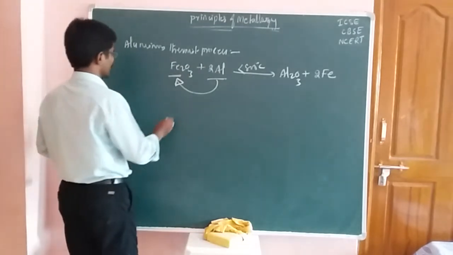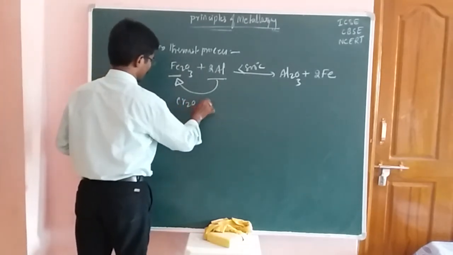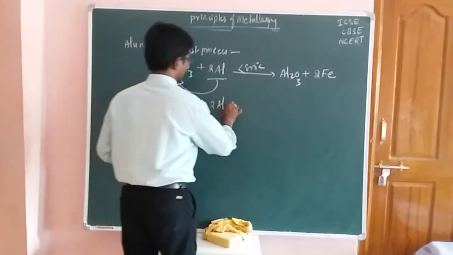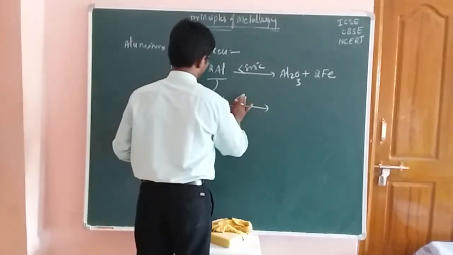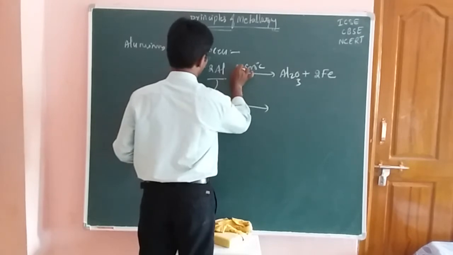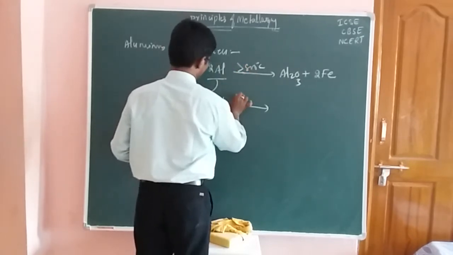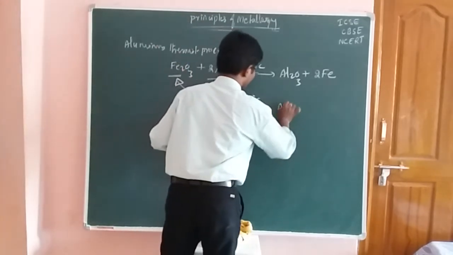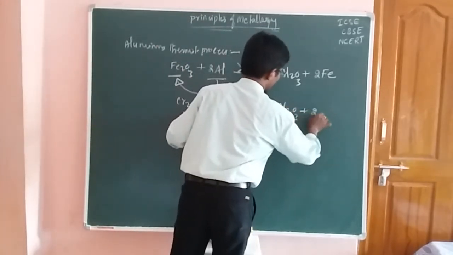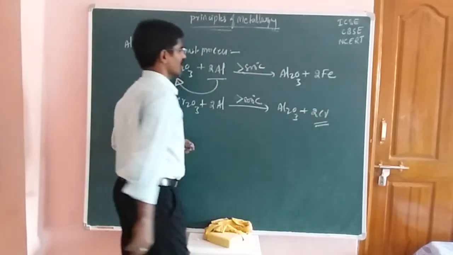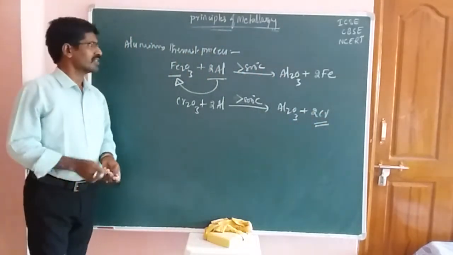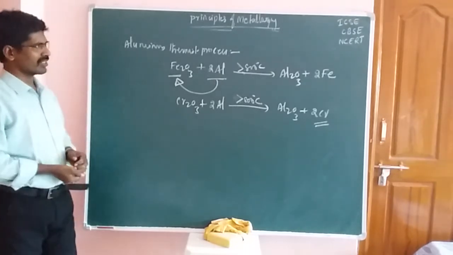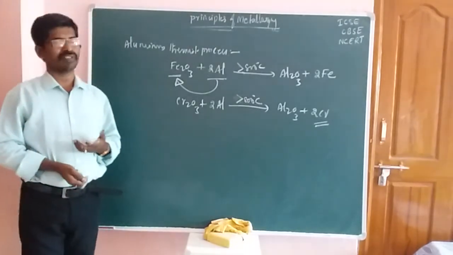The next compound is Cr2O3, which also reacts with aluminium at greater than 800 degrees centigrade. Here Al2O3 is formed and 2 moles of chromium metal are obtained. So this type of reaction is called the aluminium thermite process.